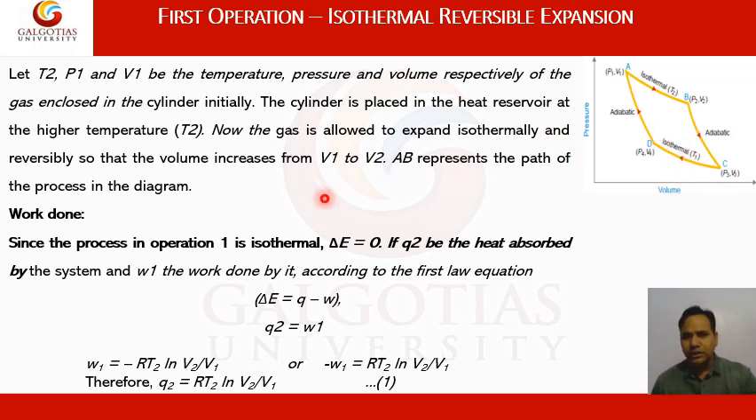Work done: since the process in operation 1 is isothermal, delta E is equal to 0. If Q2 is the heat absorbed by the system and W1 is the work done by it, according to the first law, delta E is equal to Q minus W. So Q2 is equal to W1, or W1 is equal to RT2 log V2 upon V1. Therefore Q2 is equal to RT2 log V2 upon V1. So here showing the first operation, meaning isothermal reversible expansion in the Carnot cycle.